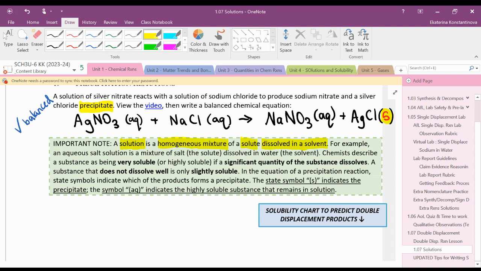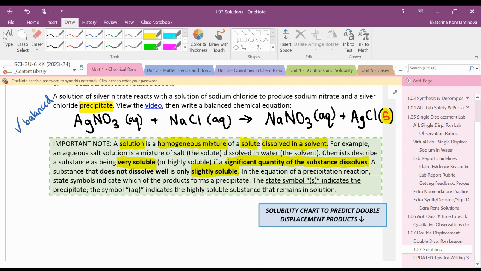Chemists will describe a substance as being very soluble or highly soluble if a significant quantity of the substance dissolves. On the contrary, a substance that does not dissolve well is only slightly soluble. So almost barely soluble. Only a little bit will dissolve, the rest will not.